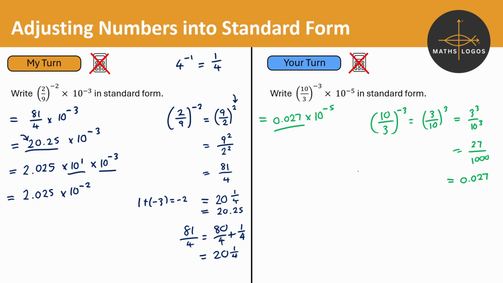Let's turn this number into standard form. So that's going to be 2.7 as my coefficient multiplied by 0.01 multiplied by 10 to the negative 5. 2 zeros on the 0.01, so that's 10 to the power of negative 2, multiplied by 10 to the power of negative 5. Add your indices together, negative 2, add negative 5 to give you negative 7. So my answer is 2.7 multiplied by 10 to the power of negative 7. Well done if you got that.